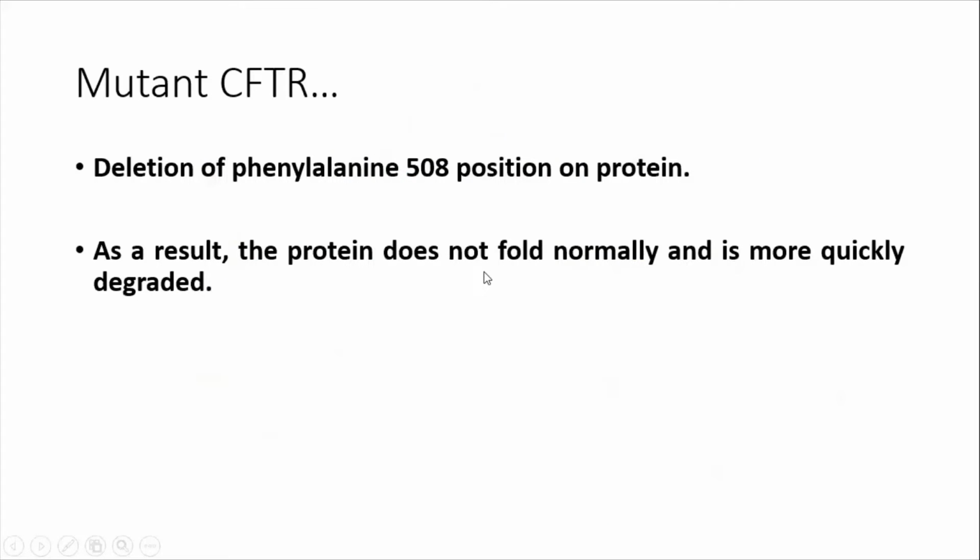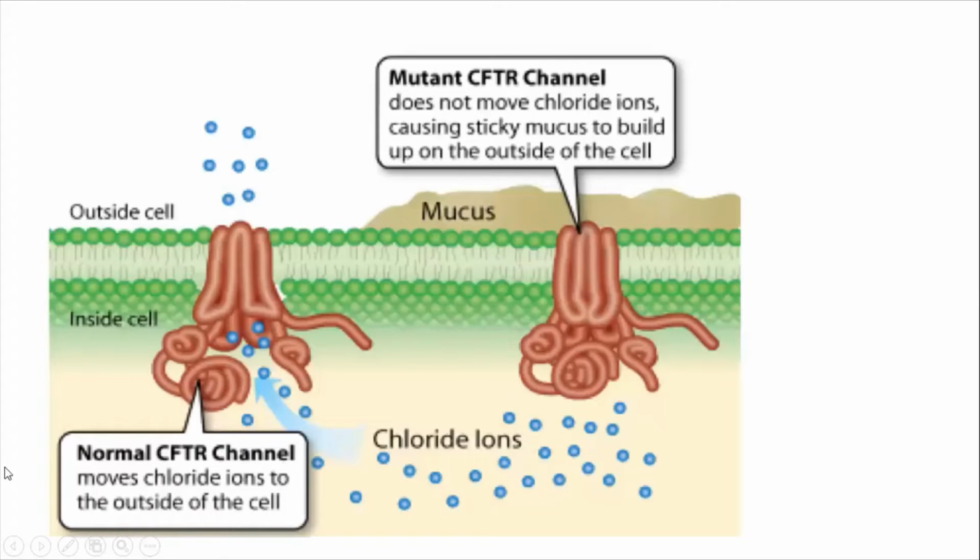Now, what will happen if there is a mutation? Basically the CFTR mutant is the deletion of phenylalanine at position 508, that is, the 508th amino acid, the phenylalanine, has been deleted. Because of this, the CFTR is losing its function. This is the normal CFTR channel, which moves chloride ions to the outside of the cell. Now, if it is mutant, the opening of the channel will not happen, and chloride ions are not able to pass through, because of which the mucus is getting collected here. And because of that, the bacteria will stick to it and start growing there.